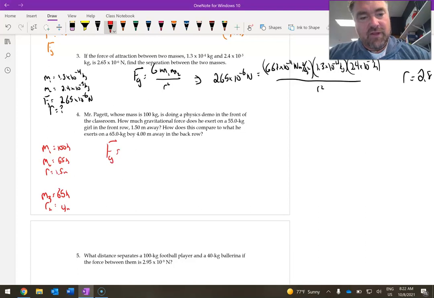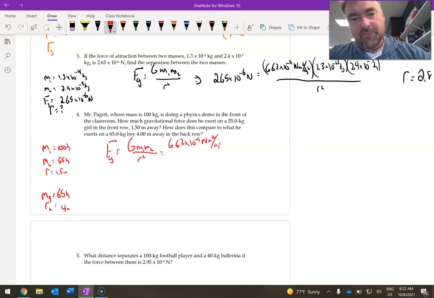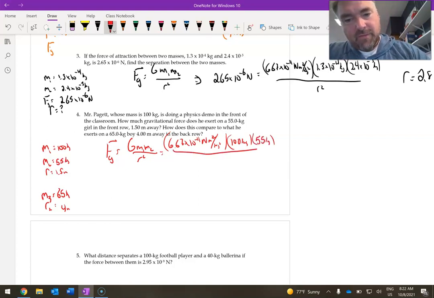So my force due to gravity, big G, M1, M2, all over R squared. And so that's 6.67 times 10 to the negative 11th Newton meters squared over kilograms squared, times my mass, 100 kilograms, times the 55 kilograms, sorry, I wrote that wrong. That should be 55. Let me change that so I don't screw it up before. 55 kilograms. And I'm going to divide that by the distance, which is 1.5 meters, but don't forget to square it. And that's going to give me a force of 1.63 times 10 to the negative 7th.